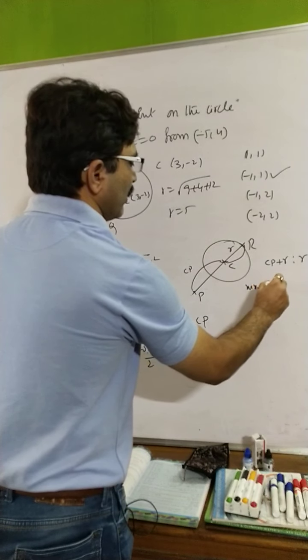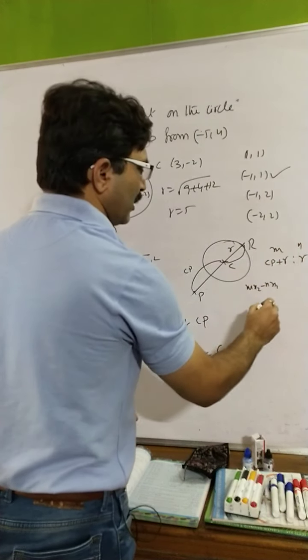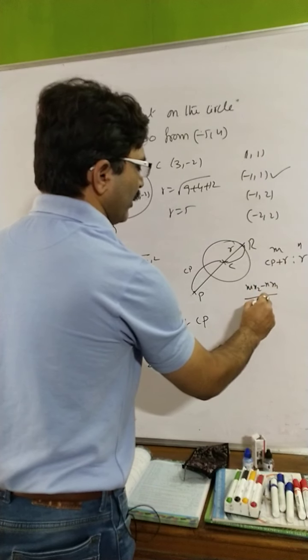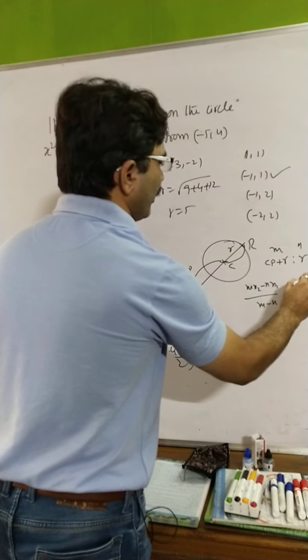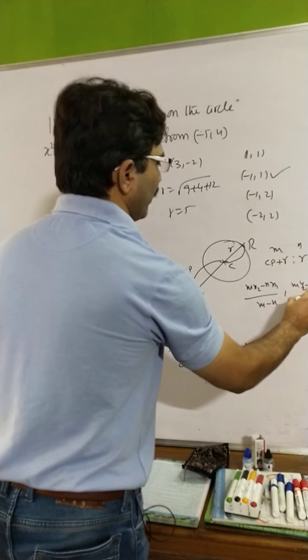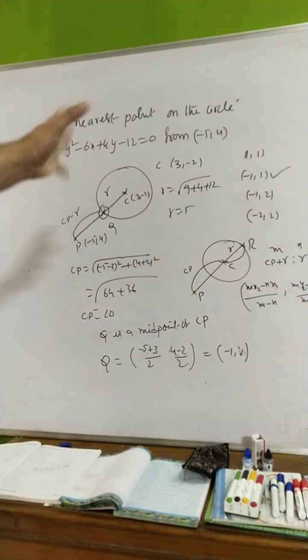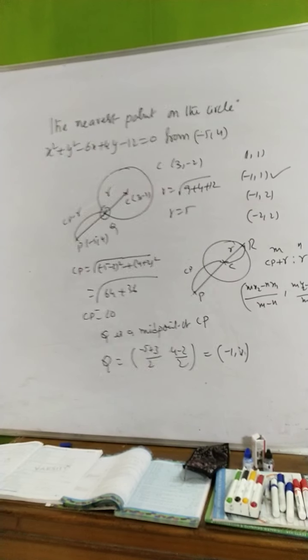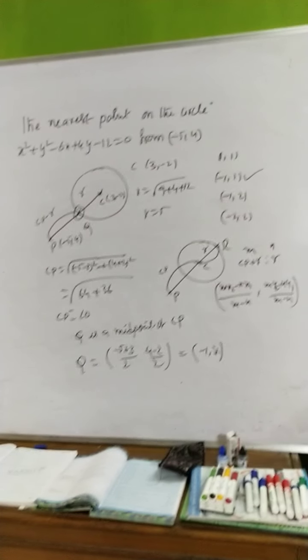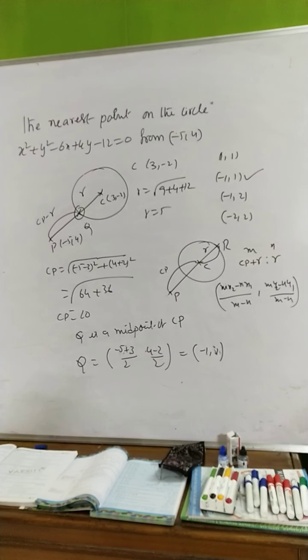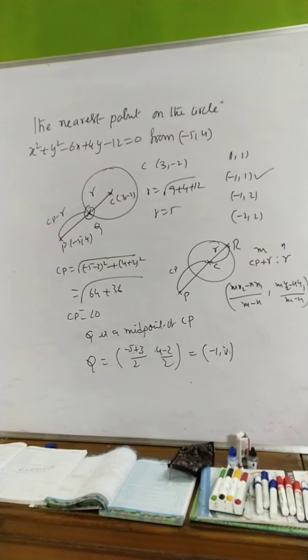If you say this is m and this is n, then (mx2 minus nx1) divided by (m minus n), (my2 minus ny1) divided by (m minus n). You can use this formula to find the farthest point. Nearest point I have taken, farthest point I explained here. You just see this one. Yes, I explained everything very clearly here.